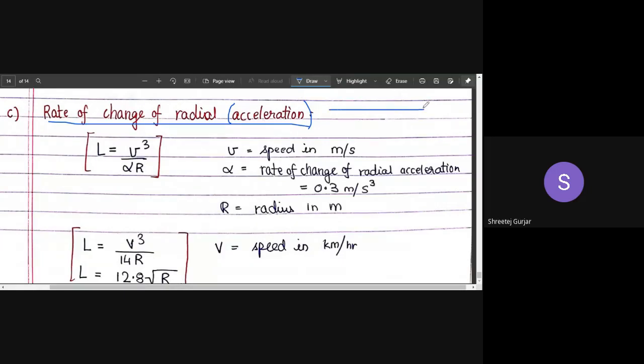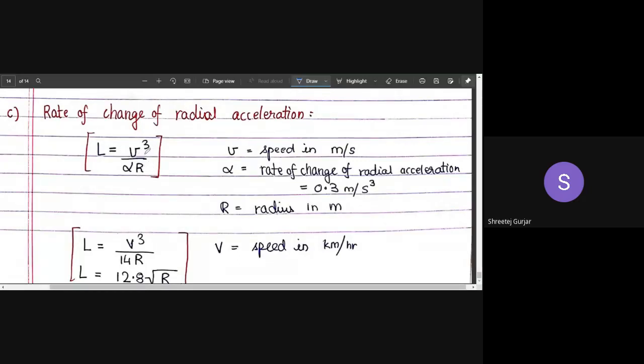Acceleration is not in a straight direction. In your curve, you are going in a changing direction, right? You are going in a circular manner. So here the acceleration is in the radial direction. So the rate of change of this particular acceleration we are taking into account, and we are going to find out the length of your transition curve. Okay, so it will be L is equal to v cube by alpha R.